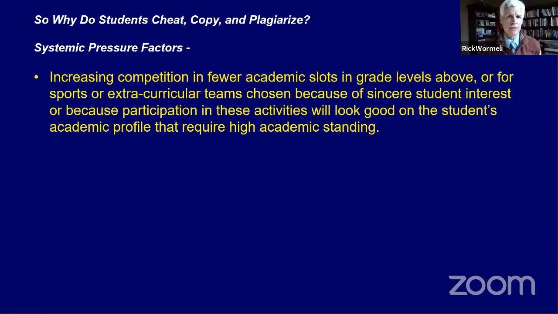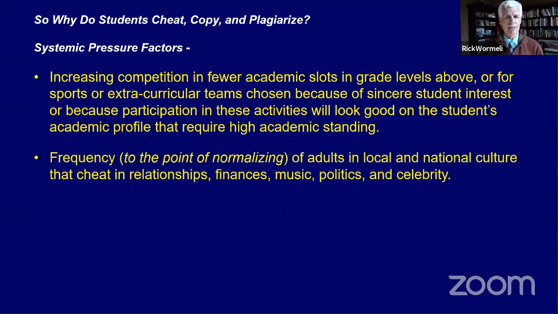Other systemic pressures: increasing competition from fewer and fewer slots in whatever they're trying to achieve, sports, higher academic courses. It really is like, oh no, I got to cheat, which means I panic about this, too much anxiety, I don't have confidence in myself. And a lot of frequent normalizing of cheating in the media among politicians, mostly United States, not in Canada. But yes, national culture and finances, music, people that cheat all over the place, systemic things, the kids are very influenced by it. But what about developmental factors?